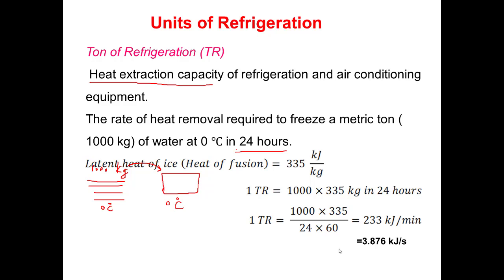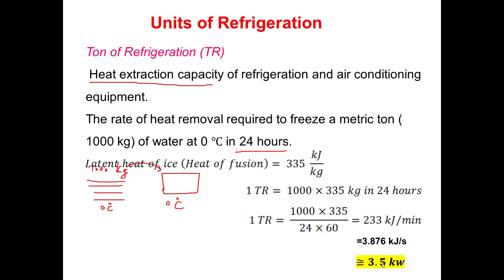Actually the experimental value is slightly lower, right? So all agree on this numerical value that 1 ton of refrigeration is approximately equal to 3.5 kilowatt. As this is the heat extraction capacity, we can define tons of refrigeration in terms of the heat removal capacity of that equipment.